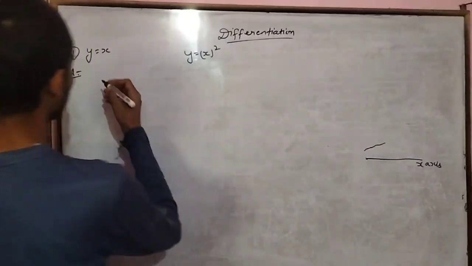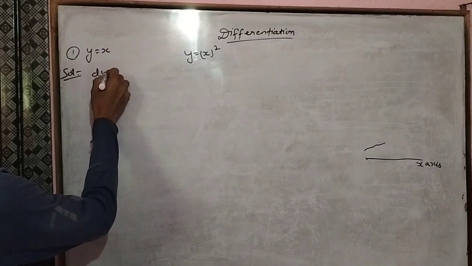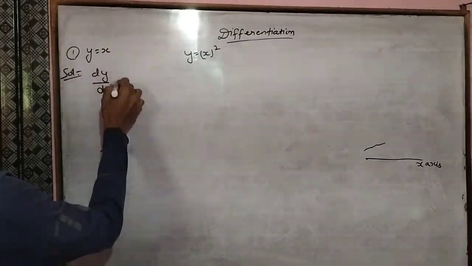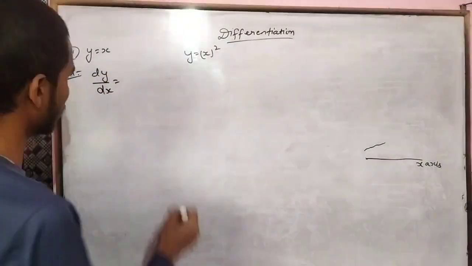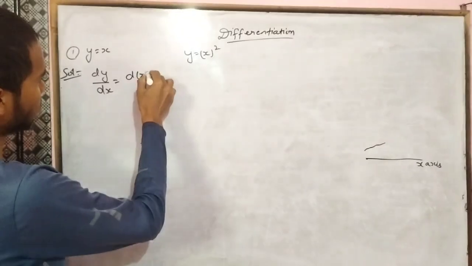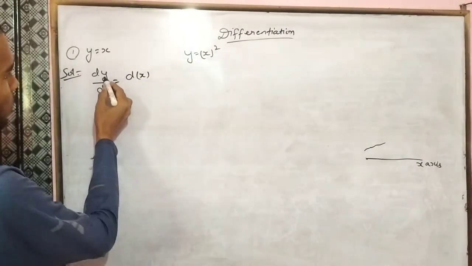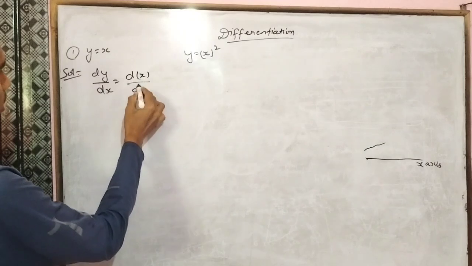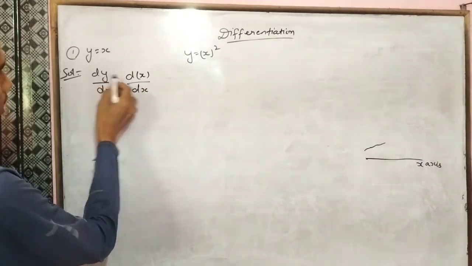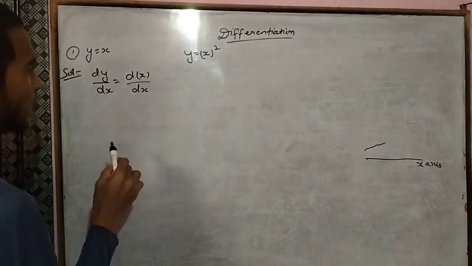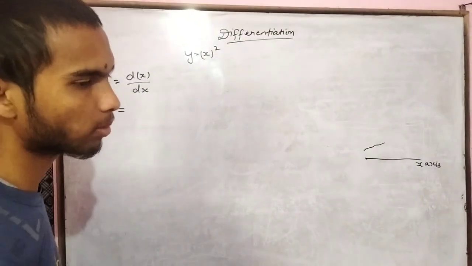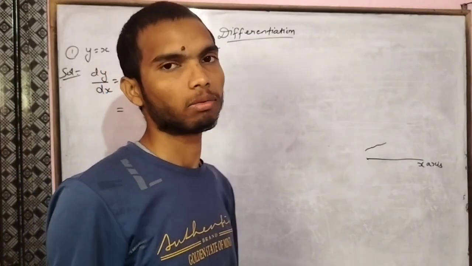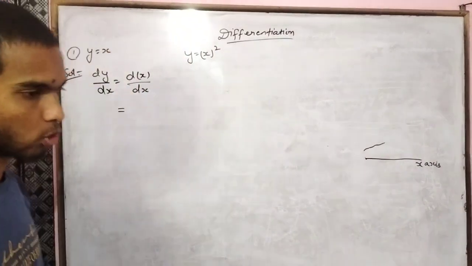Let me explain. dy by dx. Then we have y, which is x. In place of y is x. Now differentiation of x. Always remember this is just a formula.